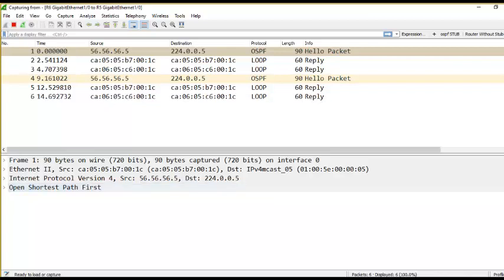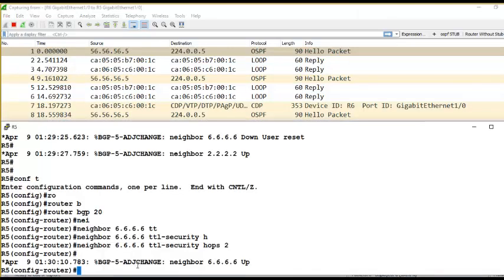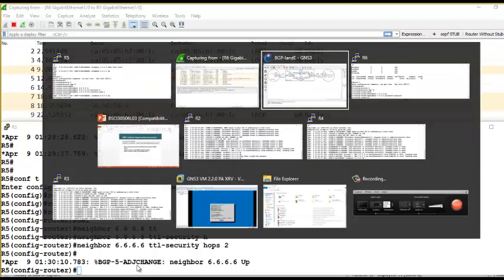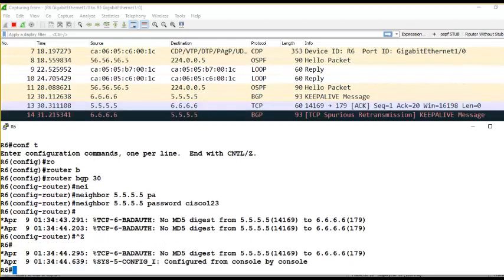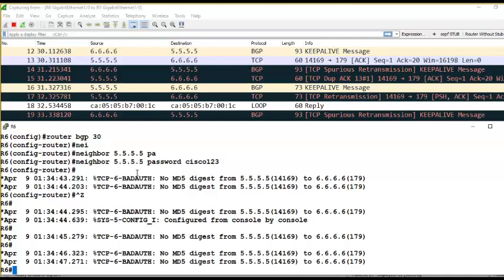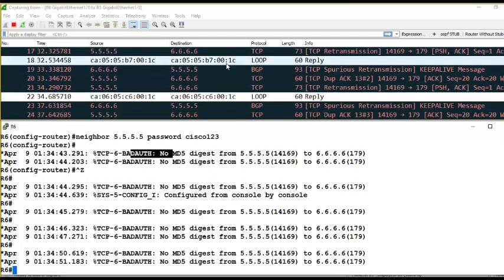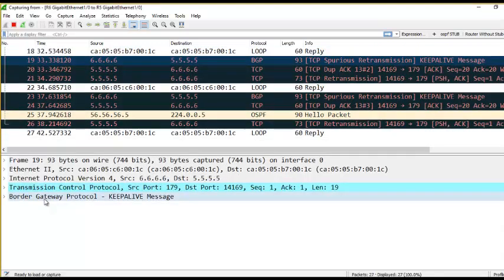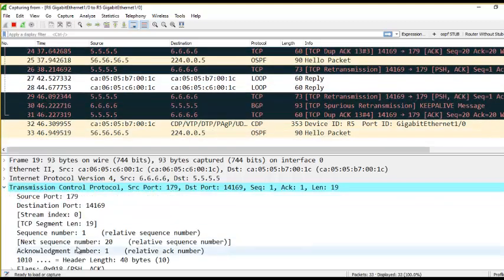Let me go to router 5 and clear 6.6.6.6. Okay, you see the neighbor is deleted because of bad authentication. Now let us pick one packet and see. Coming from 6, the keepalive, the TCP protocol should have some authentication in it.